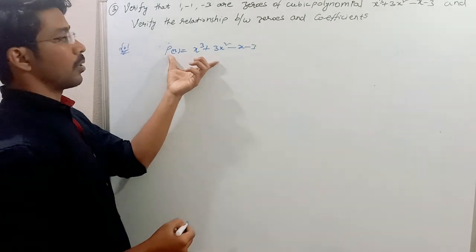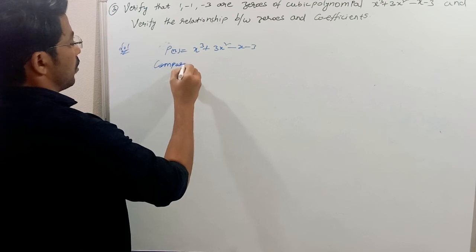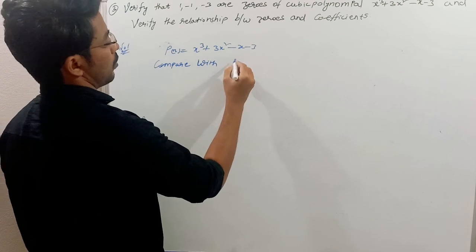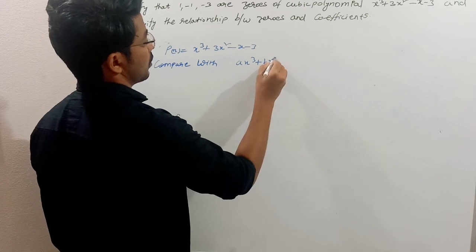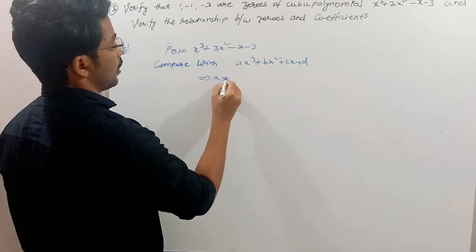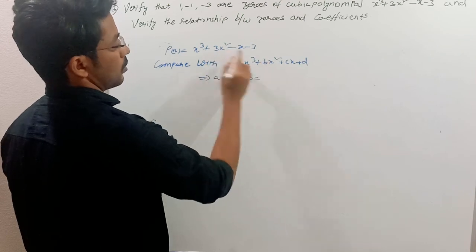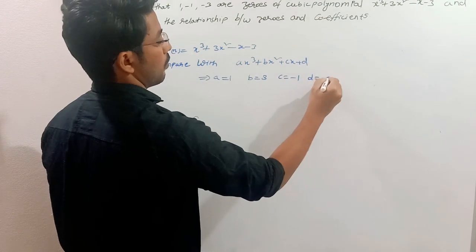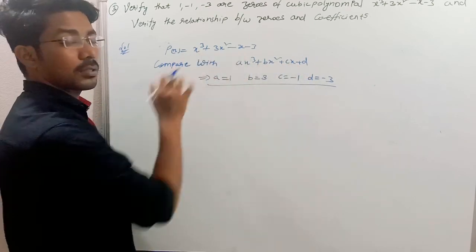Let us take it as p of x. Now compare it with the general polynomial representation, ax cube plus bx square plus cx plus d. If we compare, we get a is equal to the coefficient of x cube, 1, and b value is 3, c value is minus 1, d value is minus 3. So these are the coefficients of x cube, x square, x in this polynomial.